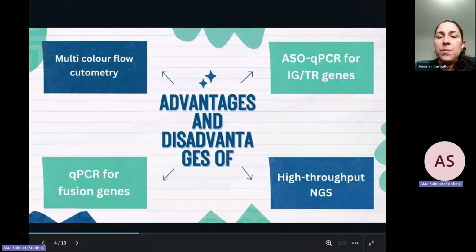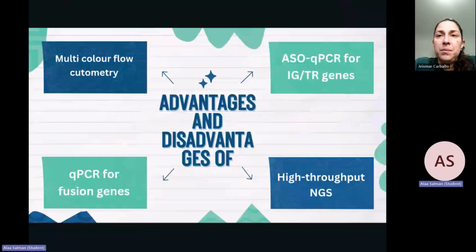The advantages are that it is very sensitive, applicable to all patients, and clone unbiased, while its limitations are that it needs longer time than MFC and it requires diagnostic pre-treatment samples.